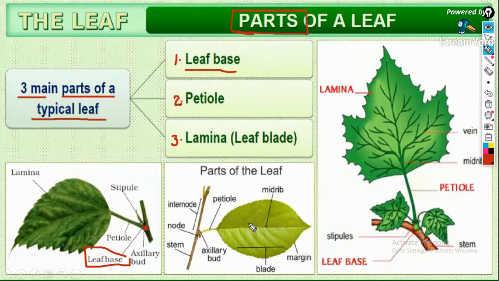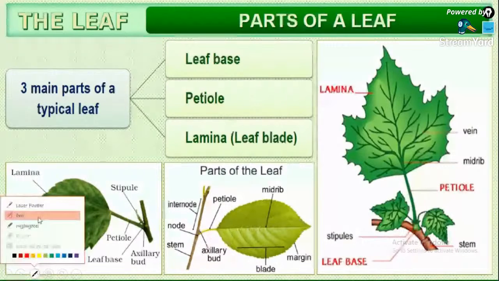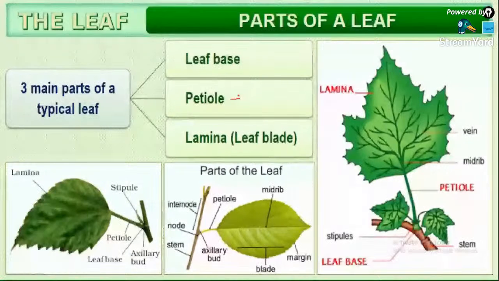Second one is the petiole. Petiole is the stalk of a leaf. Petiole is the stalk of a leaf. It is the part from which the leaf arises, or by which it is attached to the stem.